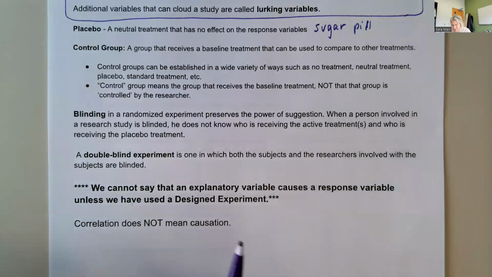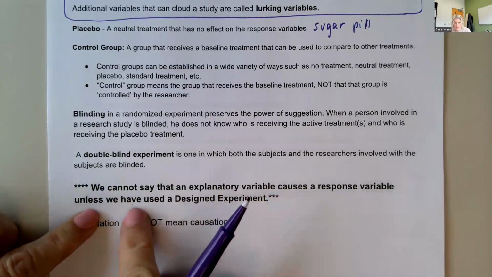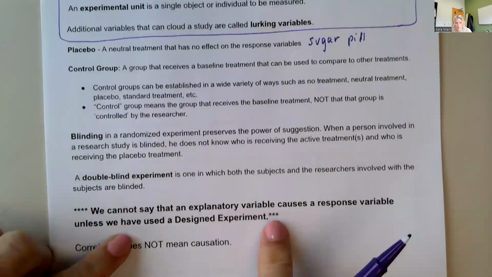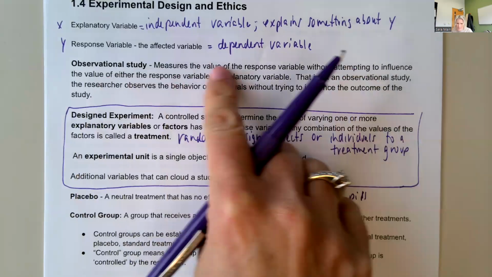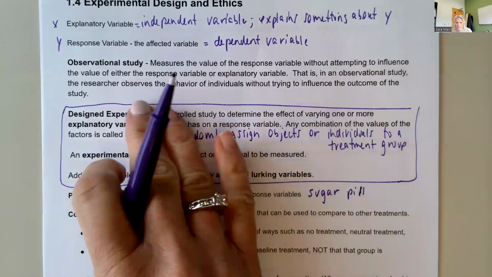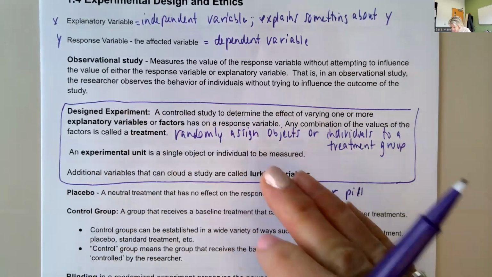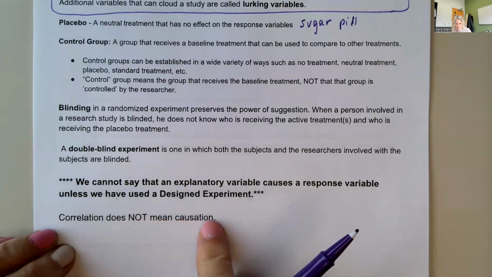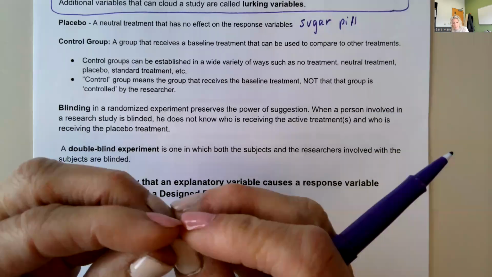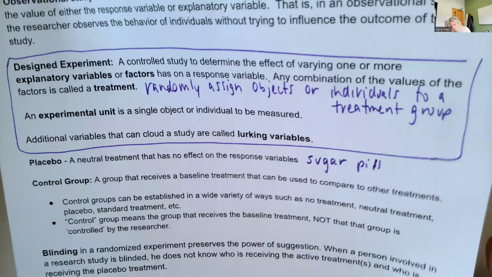Okay. The next thing is, we cannot say that an explanatory variable causes a response variable unless we have used a designed experiment. If we are only using an observational study, we can't say anything causes anything, because you did not actually control and randomly assign objects to a group. One thing to also note is correlation does not mean causation. Just because we see a relationship between two variables doesn't mean that one causes the other. So let's look at some examples.